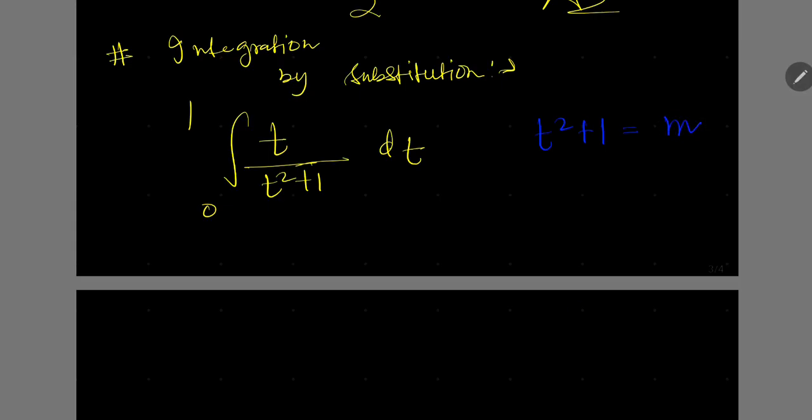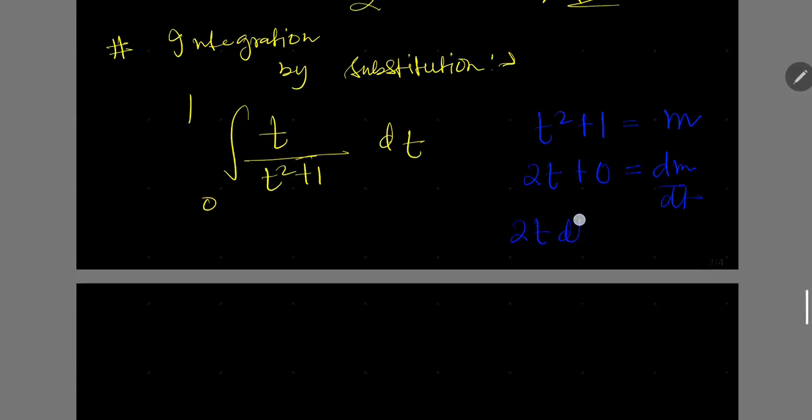let's say m, differentiate both sides, or you can say you are differentiating with respect to t, then t square differentiation with respect to t becomes 2t. 1 is a constant, so differentiation becomes 0. m with respect to t is dm by dt. Okay, you understand? Now 2t dt is dm. Now you can say t dt is dm by 2. Now here it is t, here it is dt. Now in place of t dt you have to put dm by 2.